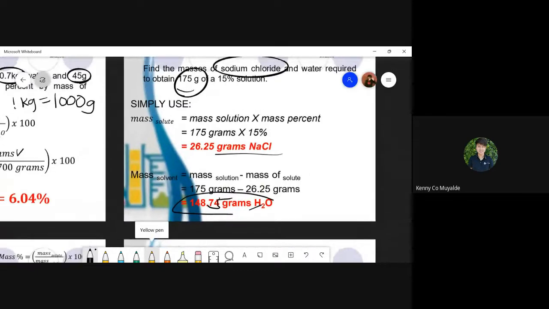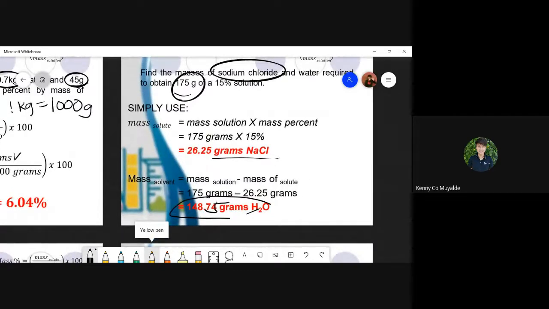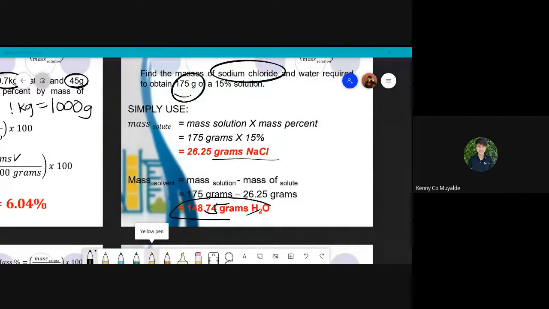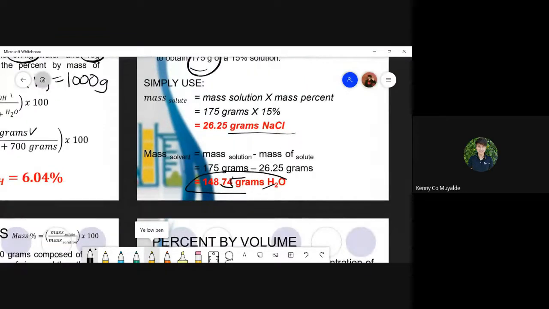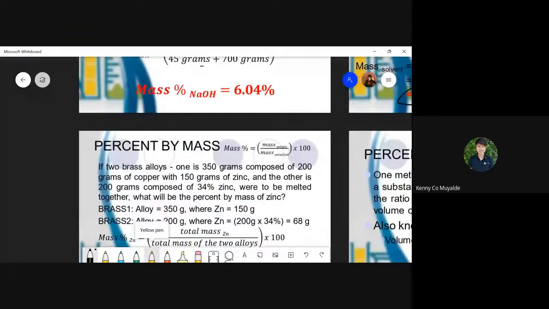Any questions so far? If there are, raise your hand. Okay, tama si Bernilyn. We have to convert the units to make sure na tama ang magiging sagot natin.